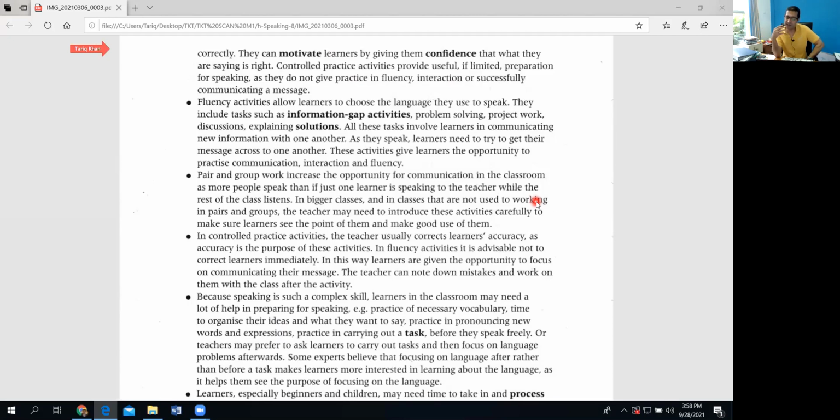So what happens with controlled practice activities in the classroom? They can motivate learners by giving them confidence. For example, there is a word, beautiful, and they practice it: beautiful, beautiful, beautiful. They practice it, they learn the word, they can say it. But it does not mean that because they can say the word beautiful, they can also communicate well in speaking.